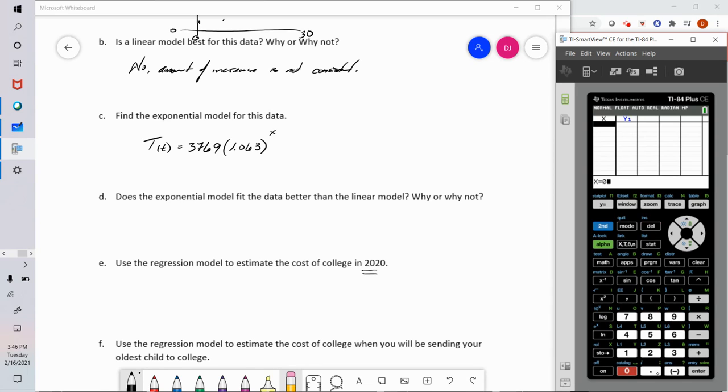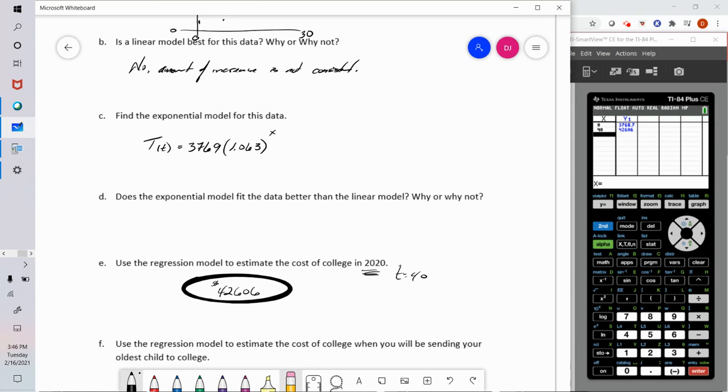Based on the model, if x is 0, we would predict that according to this model, in 1980, the cost of college was approximately $37.69. Okay. In 2020, well, t equals 0 was 1980, so in this case, this would be 40 years. T is 40. We would predict that according to that model, in 2020 the cost of college was $42,606. Okay. Probably not so far off.